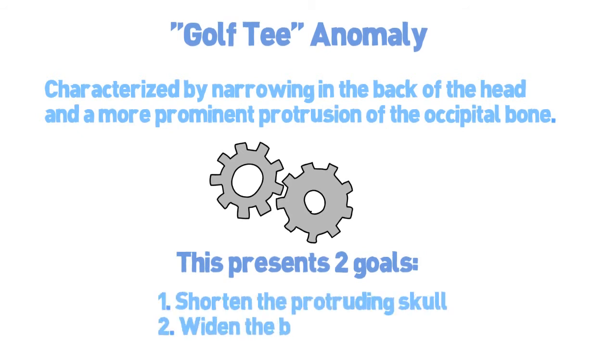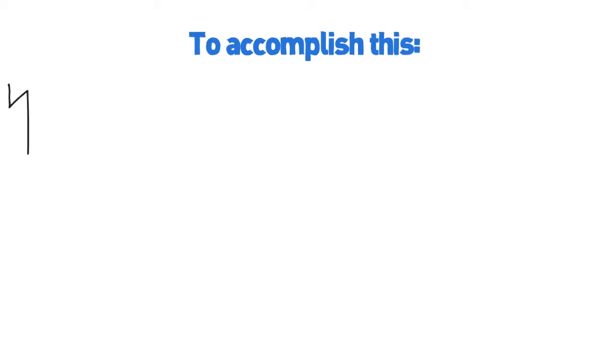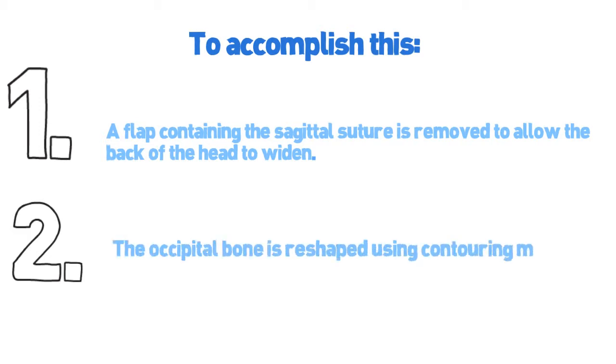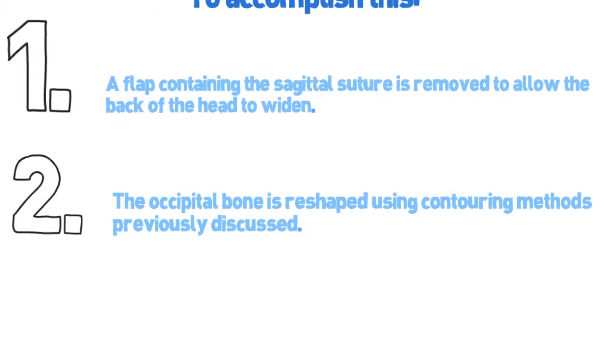First, to shorten the protruding skull in the back of the head, and second, to widen the back of the head. To accomplish this, a flap containing the sagittal suture is removed to allow the back of the head to widen, and the occipital bone in the back of the head is reshaped by contouring the head as previously discussed.